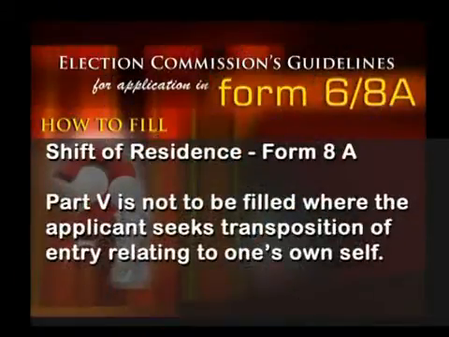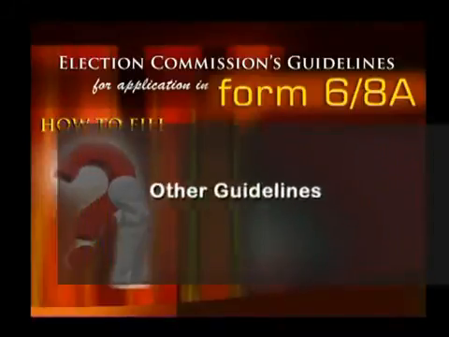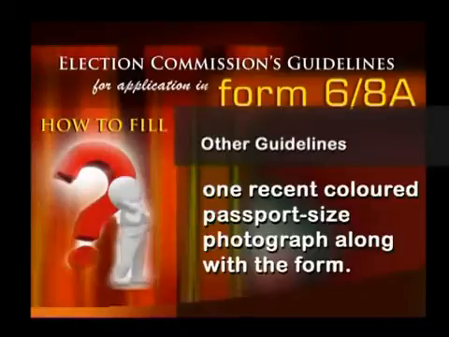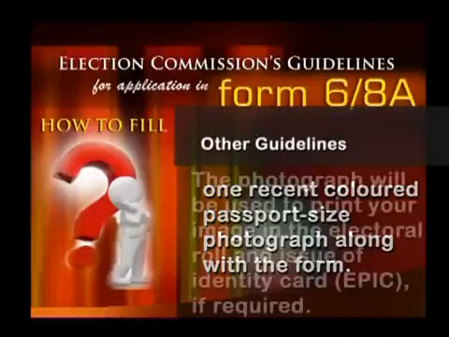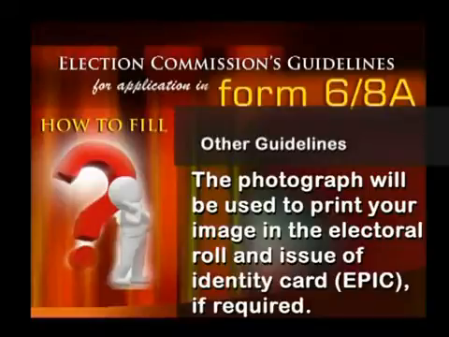Part 5 is not to be filled where the applicant seeks transposition of entry relating to one's own self. This part is required to be filled in case the applicant applies for transposition of entry of some other person. Other guidelines. You should submit one recent colored passport-size photograph along with the form. The photograph will be used to print your image in the electoral roll and issue of identity card, EPIC, if required.